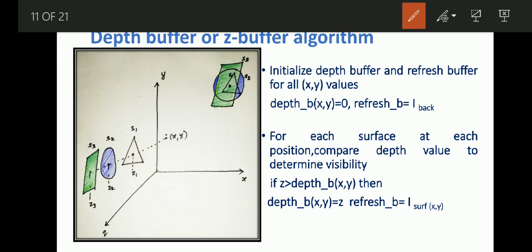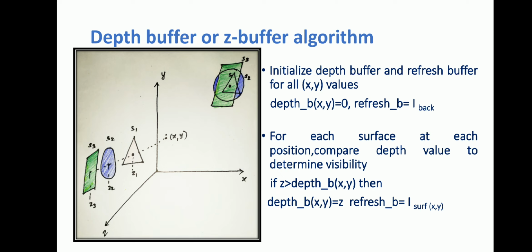If you consider those surfaces, S1 is first, then S2 over it, and then S3. You see the complete part of S3, some part of S2, and S1 is hidden. If you follow the Z buffer algorithm, you will get the answer like this. Here we are only considering one point, XY. This is how the Z buffer or depth buffer works.